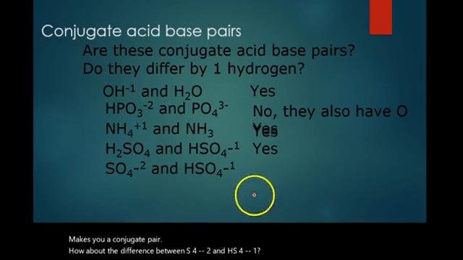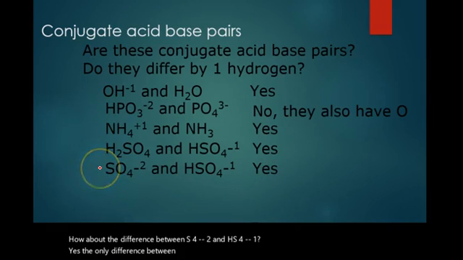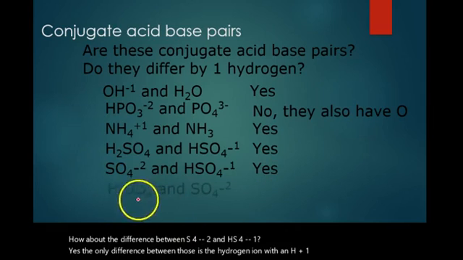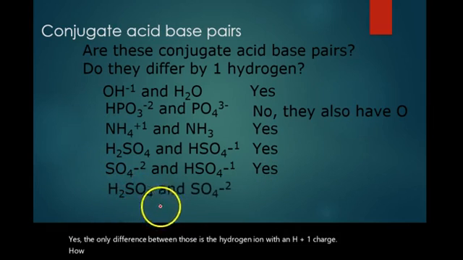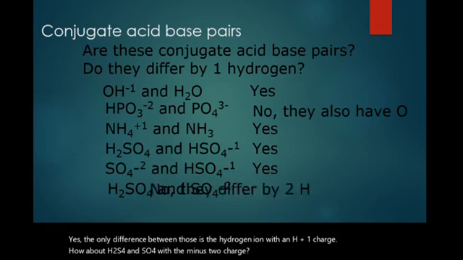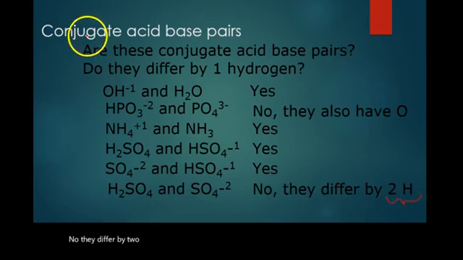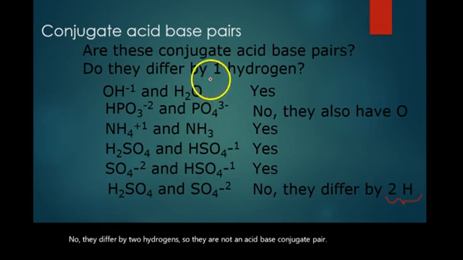Yes, the only difference between those is the hydrogen ion with an H plus 1 charge. How about H2SO4 and SO4 with a minus 2 charge? No, they differ by 2 hydrogens, so they're not an acid-base conjugate pair. They don't differ by just 1 hydrogen ion.